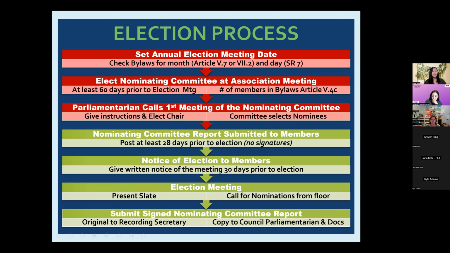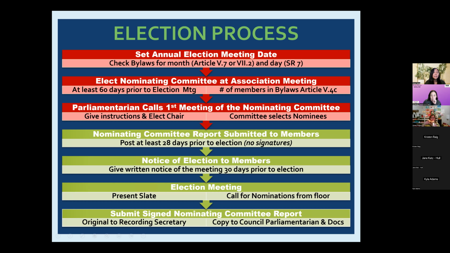All right, so this is the process. You set the election date, you elect the nominating committee at least 60 days prior. The parliamentarian calls the first meeting of the nominating committee, and those things in red hopefully have happened for you already, since most of you should be having your election meetings in February.